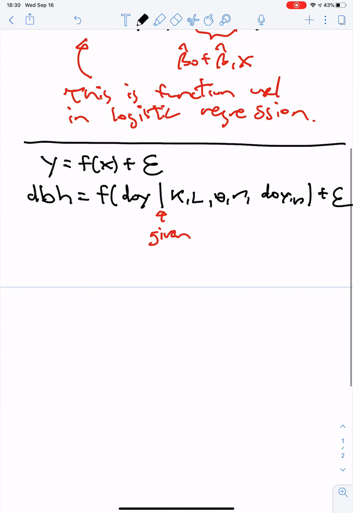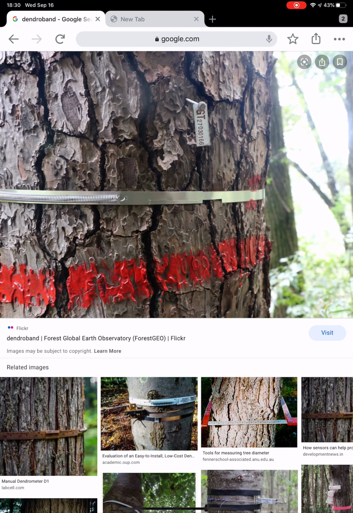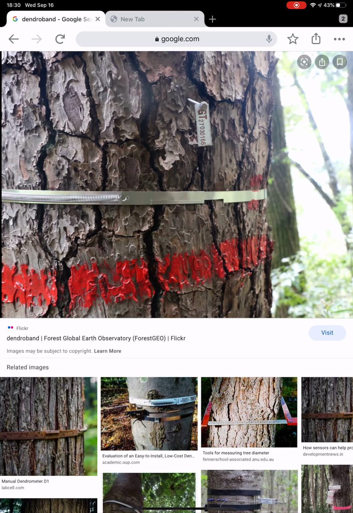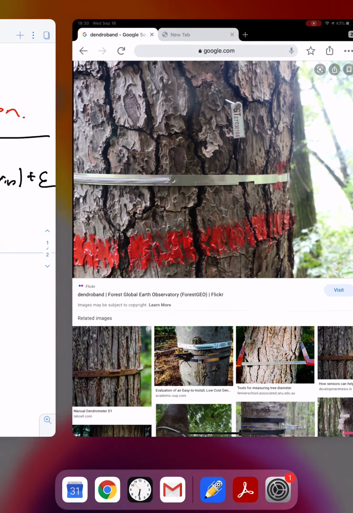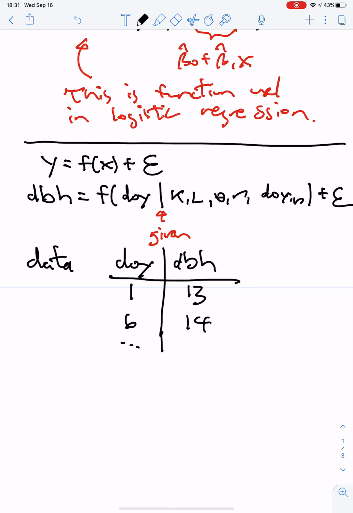All right. Now let's talk data. If you look at this dendroband, the data that we're going to collect from it is always going to be of this form: DOY and DBH. We're going to have two variables. For example, for January 1st, maybe the DBH is 13, and for January 6th, maybe the DBH is 14, and so on and so forth. So that's the nature of our data.